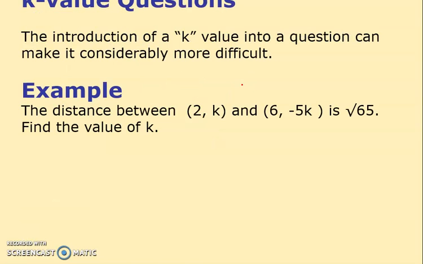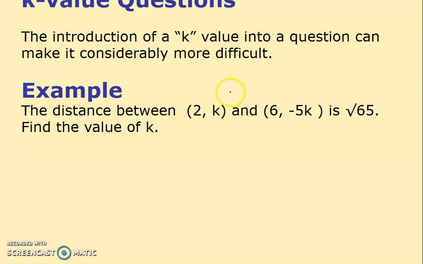Now, k-value questions. K-values are always in questions when they're trying to make a question a little bit more difficult. And this is one of those. It says the distance between (2, k) and (6, -5k) is root 65. Notice, they're telling me the answer. The answer is root 65. And really they're saying, what coordinates get you that answer.